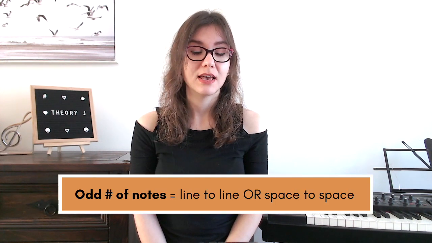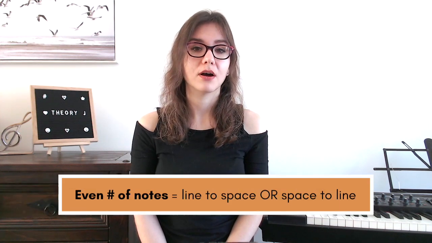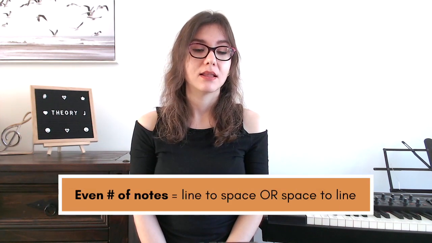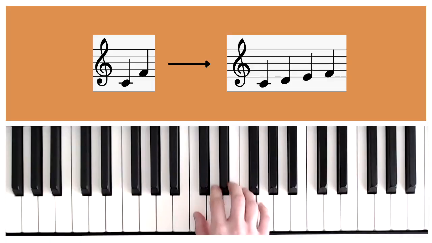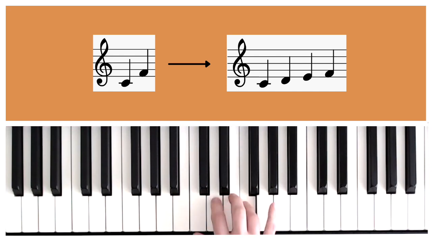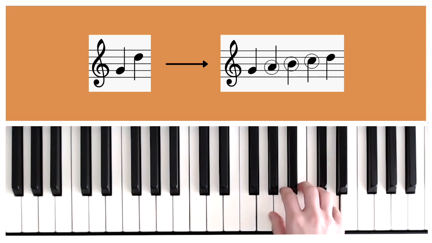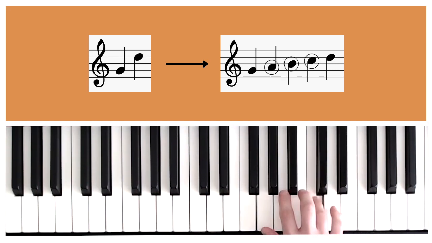If a leap is skipping over an odd number of notes, then it would be a line to a line or a space to a space. If a leap is skipping over an even number of notes, then it will be a line to a space or a space to a line. As you can see in our example, C to F is skipping over an even number of notes. Here are the notes that it's skipping over. We have to skip over D and E, and that's why it's a line to a space. In our second example, G to D, we're skipping over three notes. And because of that, we get a line to a line.